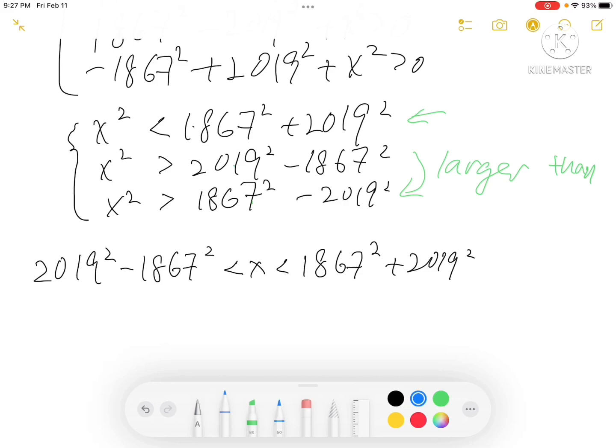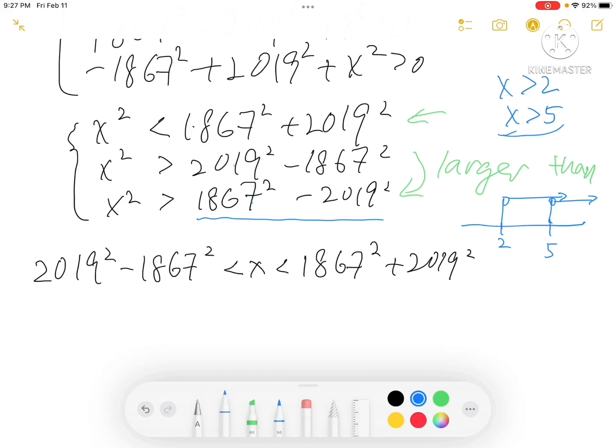Okay, and just an explanation for what I did over here, in case you did not understand. If we say that x is larger than 2 and x is also larger than 5, if we draw a number line, we can see that since x has to satisfy both of these requirements, the solution will be x is larger than 5 because we need to satisfy the most limiting condition.